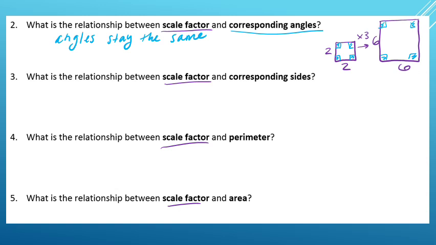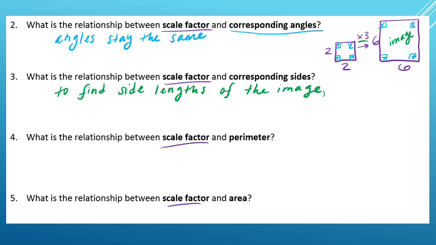Next, we're thinking about corresponding sides. You'll notice that when I had a scale factor of 3, each of my corresponding sides got 3 times bigger. So 2 times 3 made 6, and 2 times 3 made 6 over here as well. So basically, to find the side lengths of the image, and in this case I'm treating this larger shape as my image, I'm simply going to multiply by the scale factor.